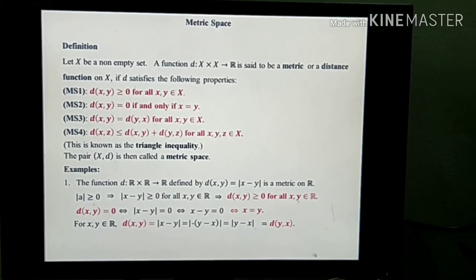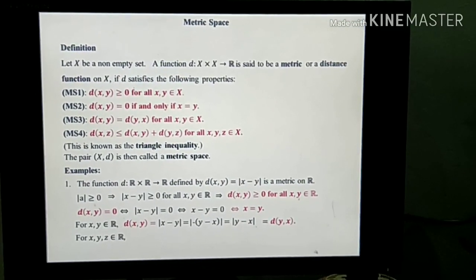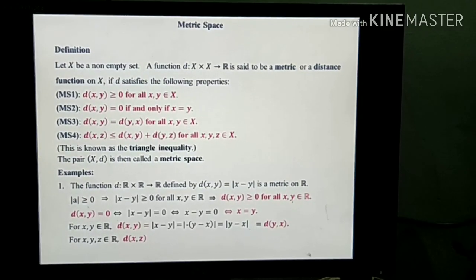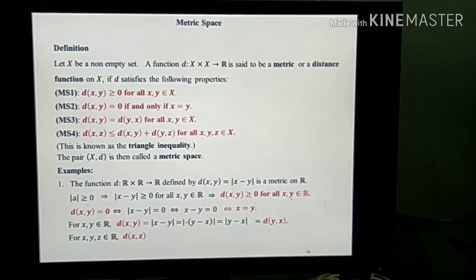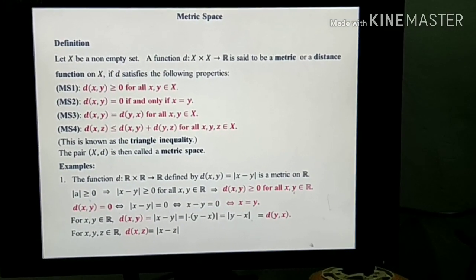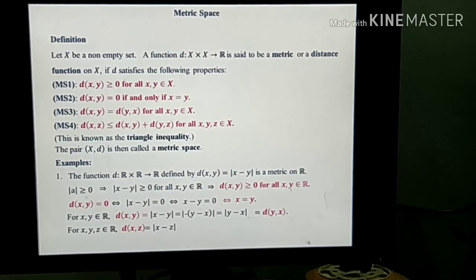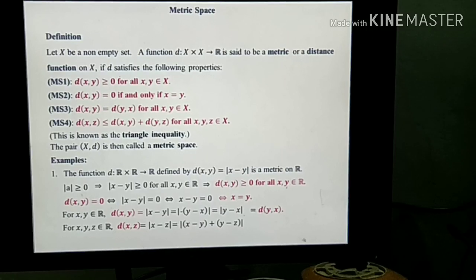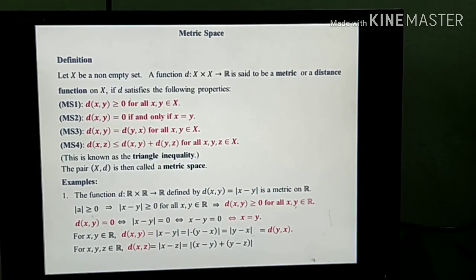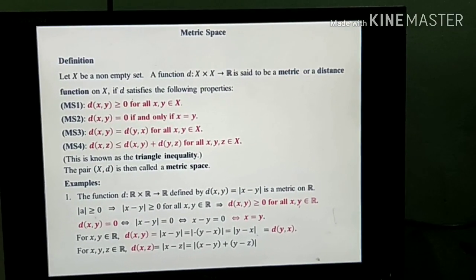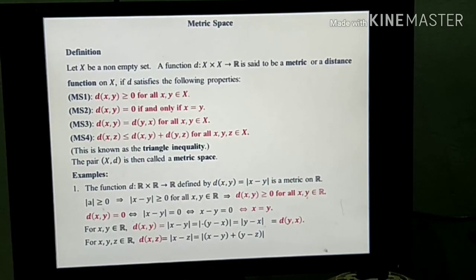Now for the triangle inequality we have to take any three elements x, y, z in R. Then for these three elements, the distance d(x,z) is equal to, by definition, mod x minus z. Now we have to introduce the third element y in between them by adding and subtracting it. Therefore it can be written as mod x minus z is equal to mod of x minus y plus y minus z without changing the value.